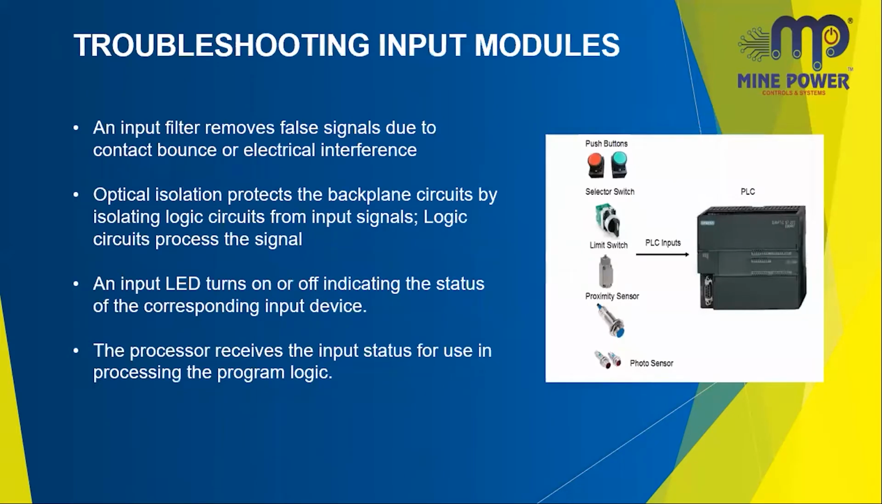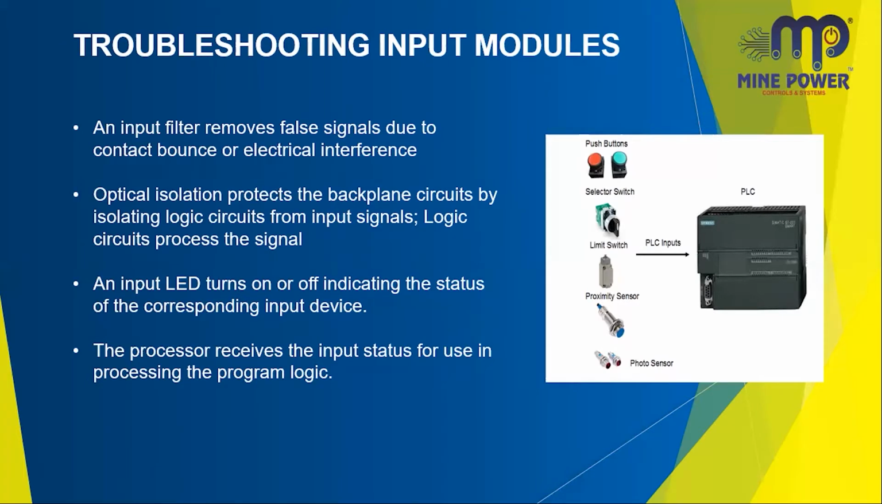Input module: first we need to know what the inputs are. Inputs are push buttons, selector switches, limit switches, sensors, and proximity sensors, which sense metal objects. A photo sensor normally captures an image, and if an object crosses between the sensor, it will transfer the signal.